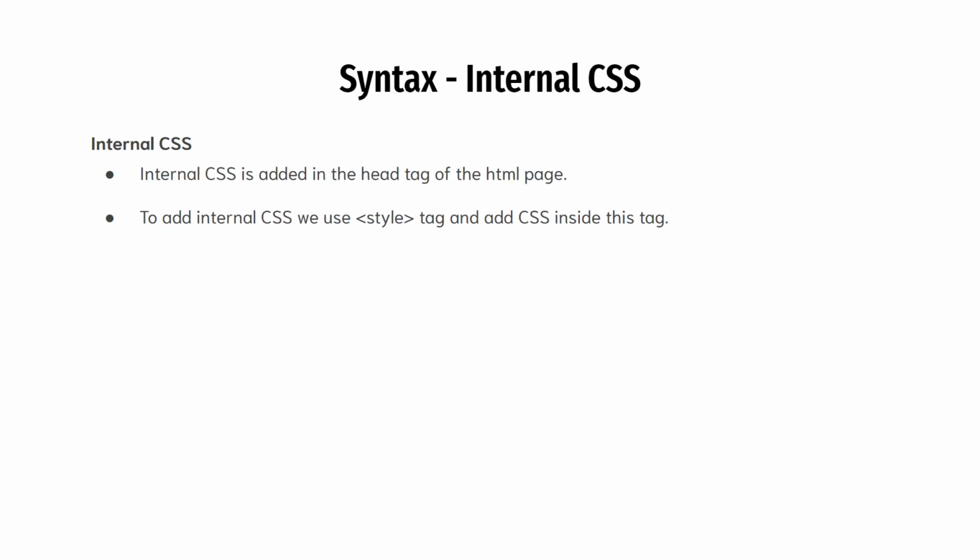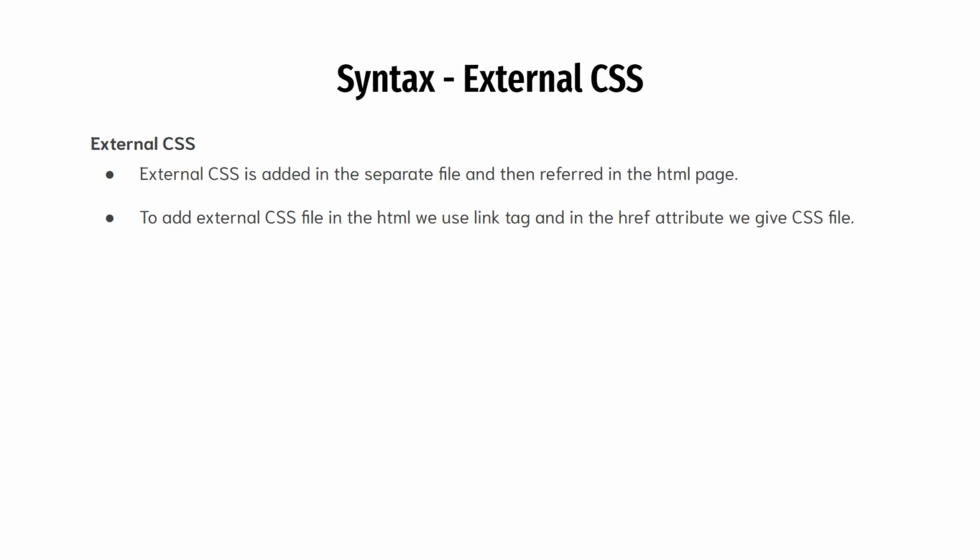The second way we can add CSS is by writing the CSS in the head tag. We can do that by using the style tag, and we can write the style tag inside the HTML head tag, and we can add our CSS inside that tag. This way of adding CSS in the web page is known as internal CSS.